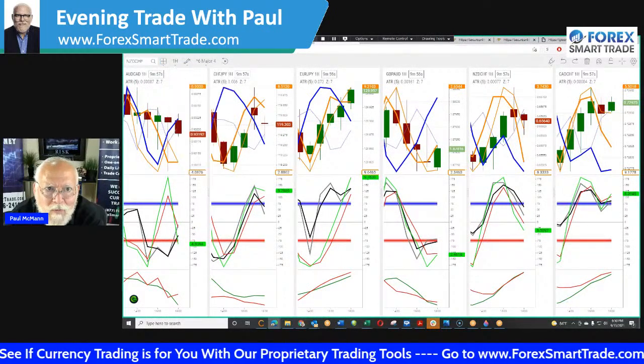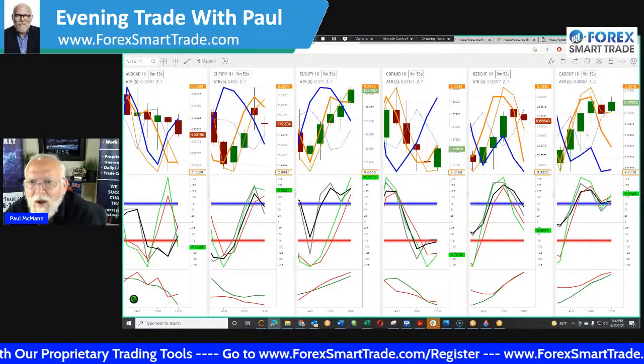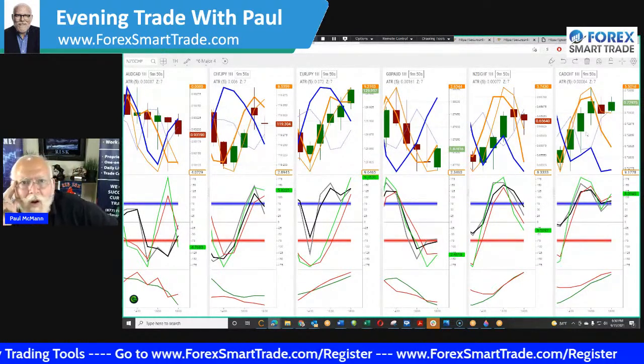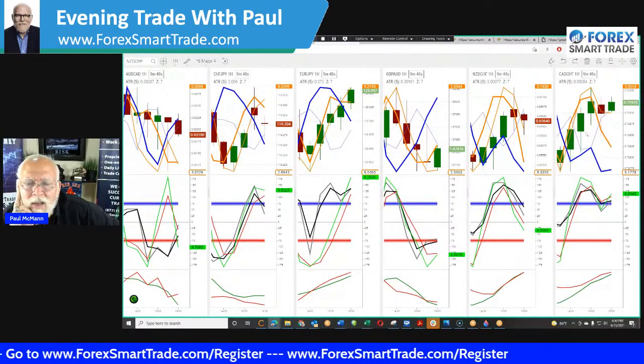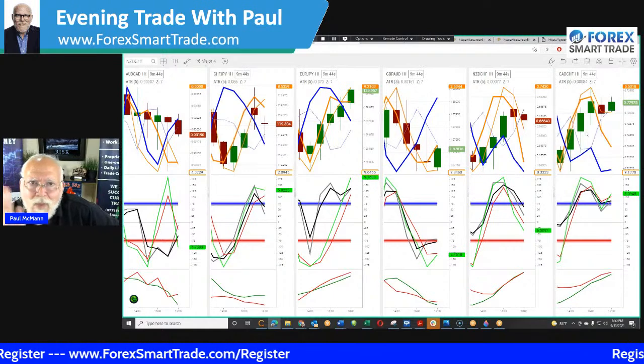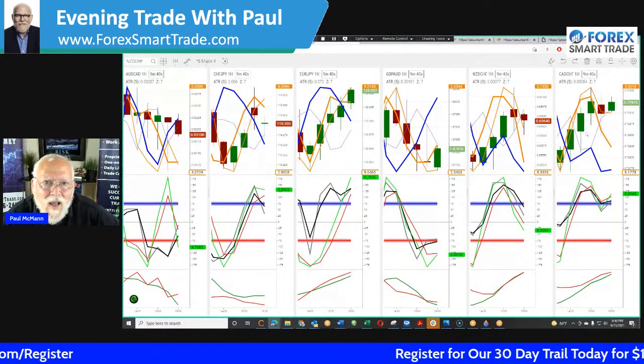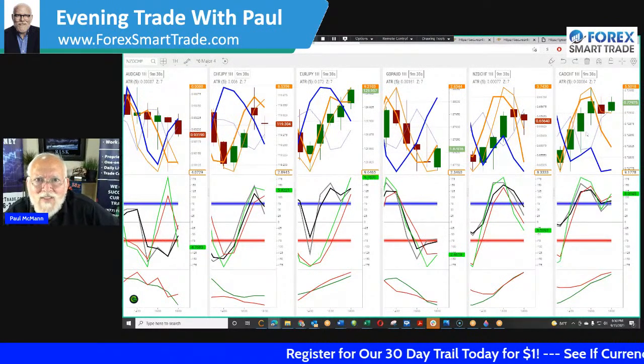So in the matter of 10 minutes, we went through 24 pairs looking for a thick orange line trade. Oh no, excuse me, not a thick orange line, for a 10-point trade, and didn't find one. That's okay. There's another hour, next hour.